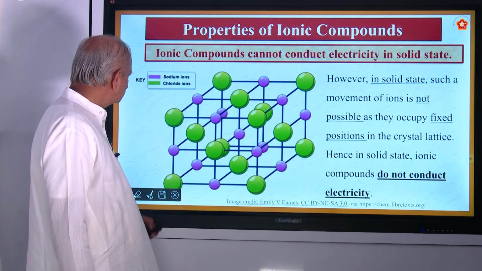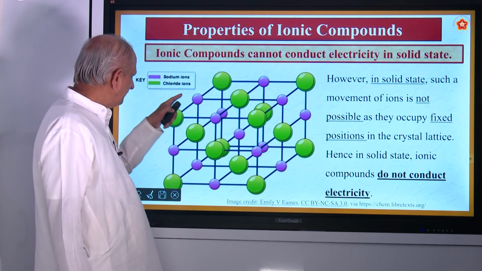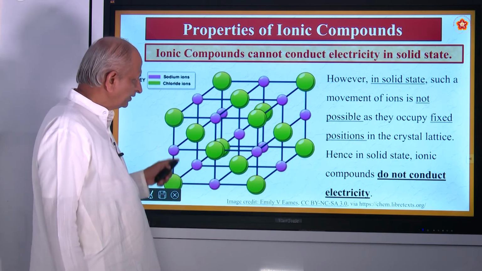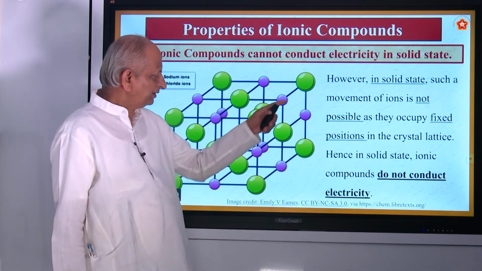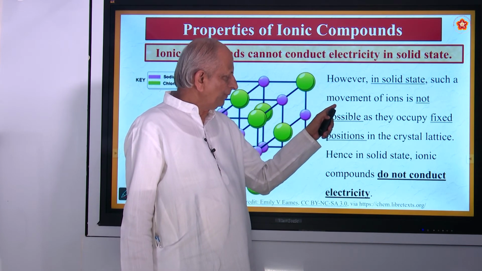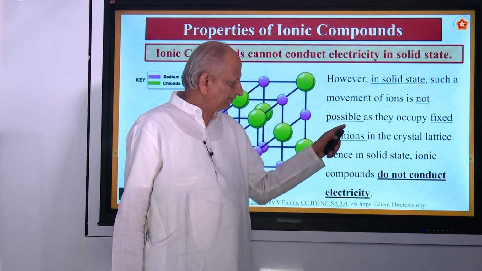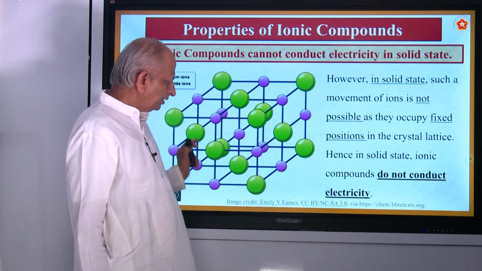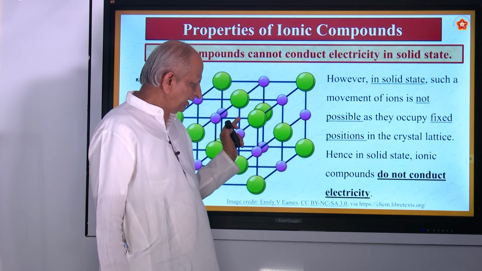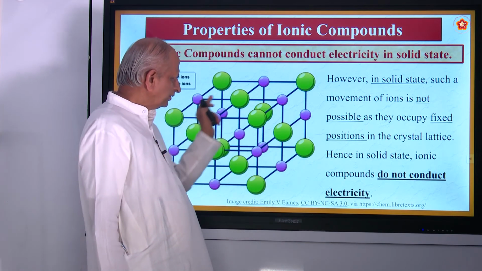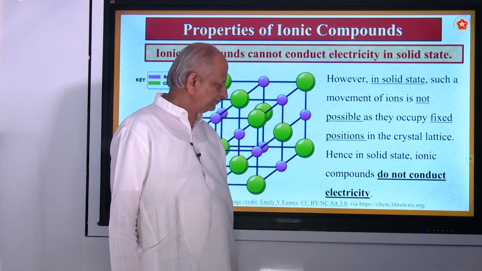So, the pink color ones are sodium ions, the green color ones are chloride ions. Again, a lattice formation. In solid state, what happens? Such a movement of ions is not possible as they occupy fixed positions. And hence, in a solid state, ionic compounds do not conduct electricity. They do not conduct electricity. Okay?